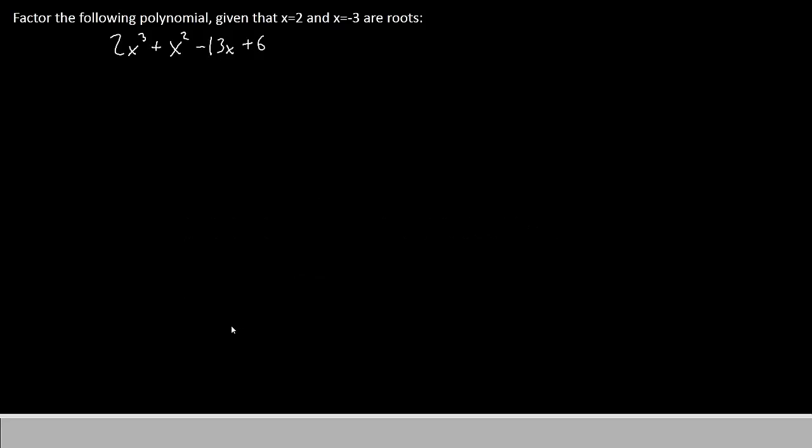The question says to factor the following polynomial, 2x to the third power plus x squared minus 13x plus 6, given that x equals 2 and x equals negative 3 are roots. We're going to begin by writing the coefficients down in order. So we'll say 2, 1, negative 13, and 6. If you have any missing coefficients, make sure you insert 0 in that case.